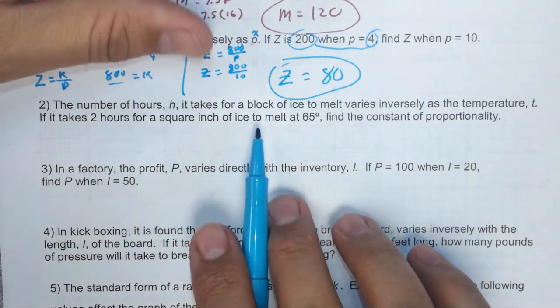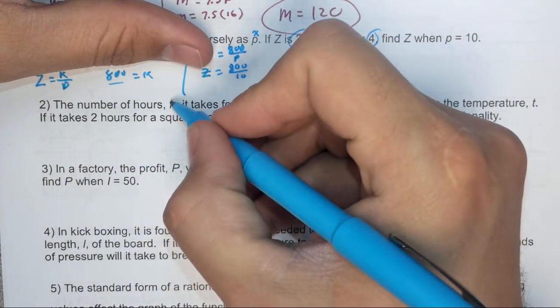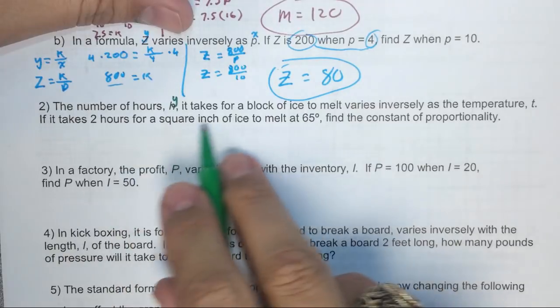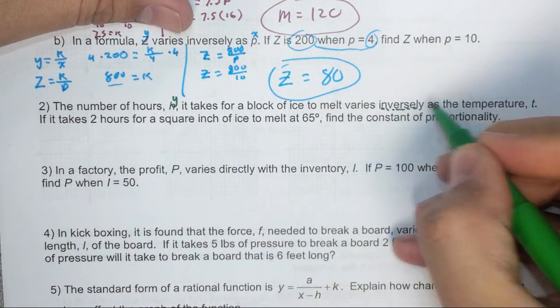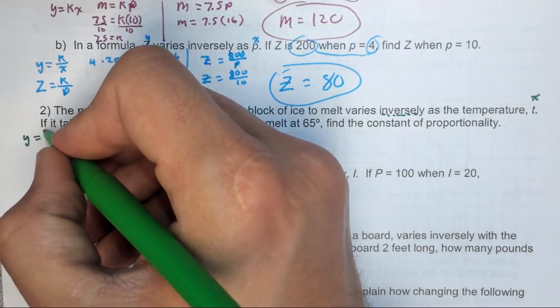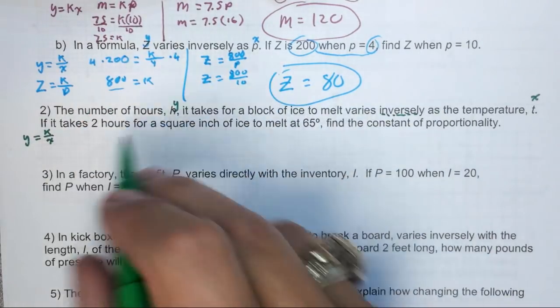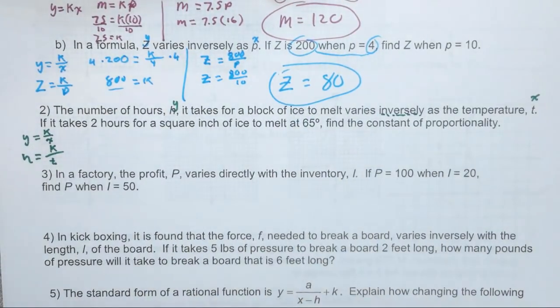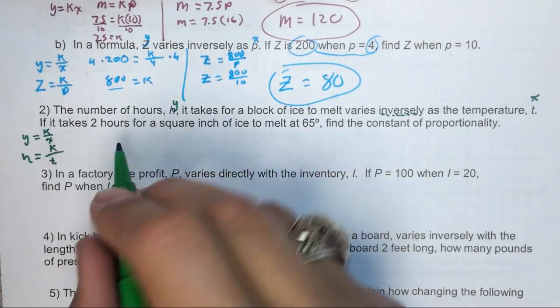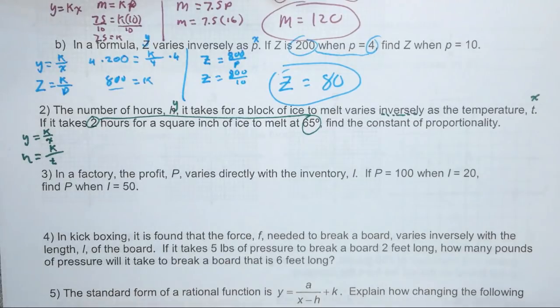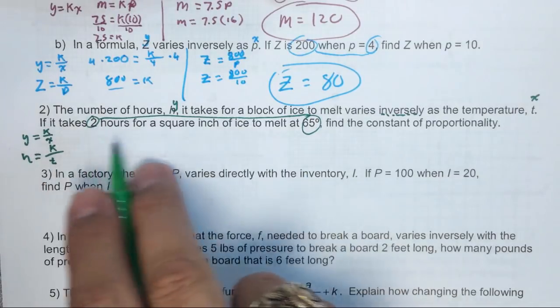The number of hours H it takes for a block of ice to melt varies inversely. So this is my, let's change color, this is my Y. H varies inversely as the temperature. So I'm going to use my inverse variation, which is Y equals k over x. In this case, that's H equals k over t. If it takes 2 hours for a square inch of ice to melt at 65 degrees, find the constant of proportionality.